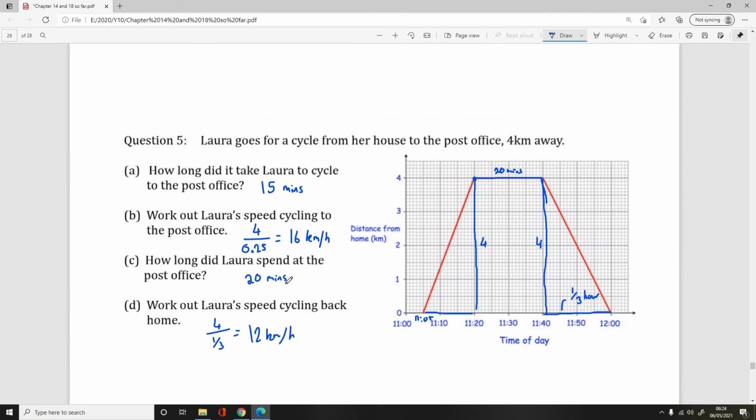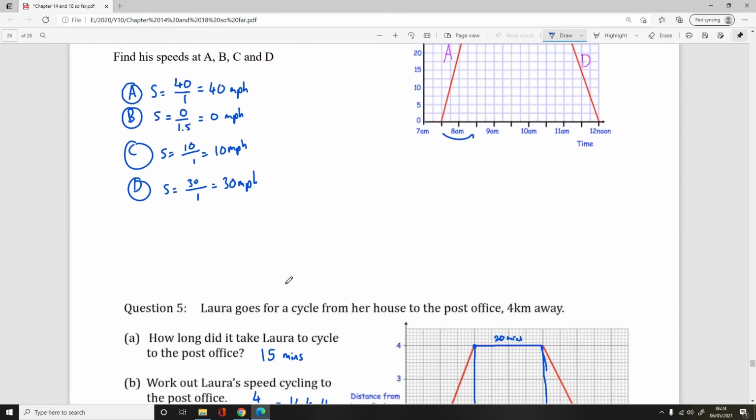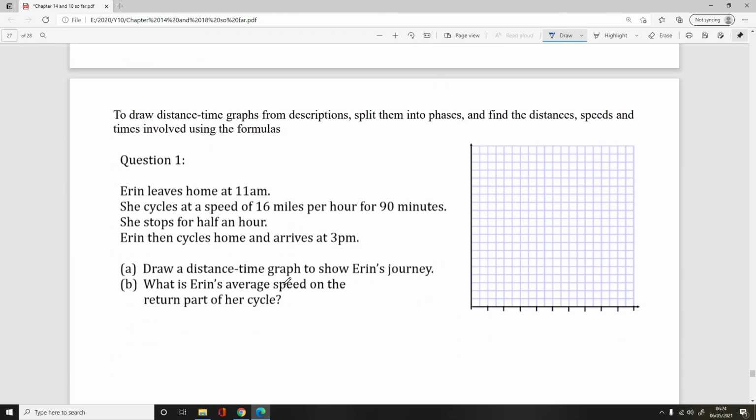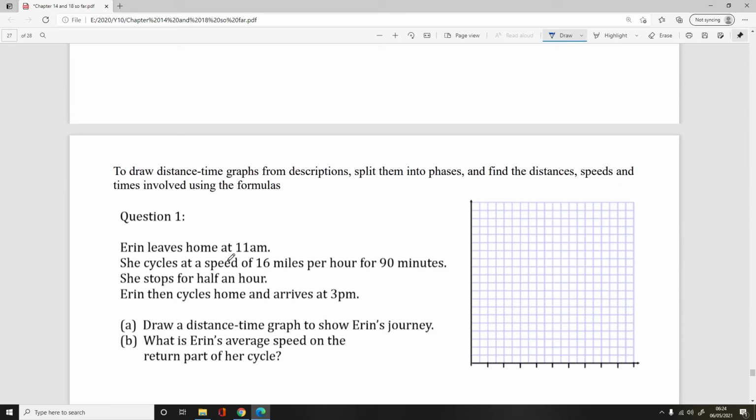Now, as well as being able to interpret things from our triangles, from our graphs, we also need to be able to draw them. So the last thing we're going to look at is some sample journeys that we need to draw out. Again, if you think you know what you're doing with this, feel free to have a go and then look at my stuff to confirm, but I'm just going to go ahead with it. So we've got Erin leaving home at 11 a.m. So we'll start at 11.